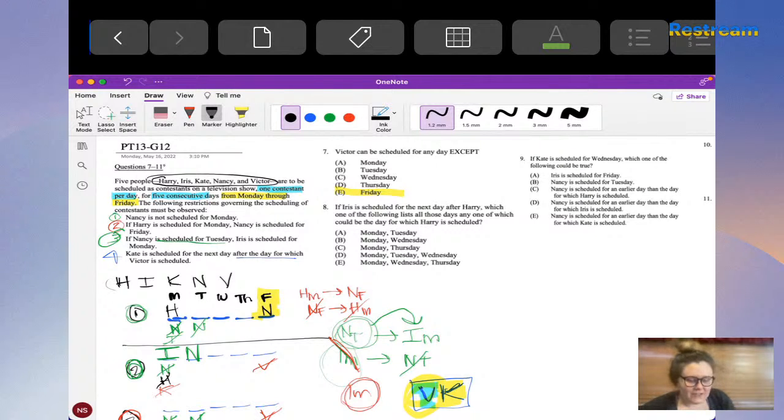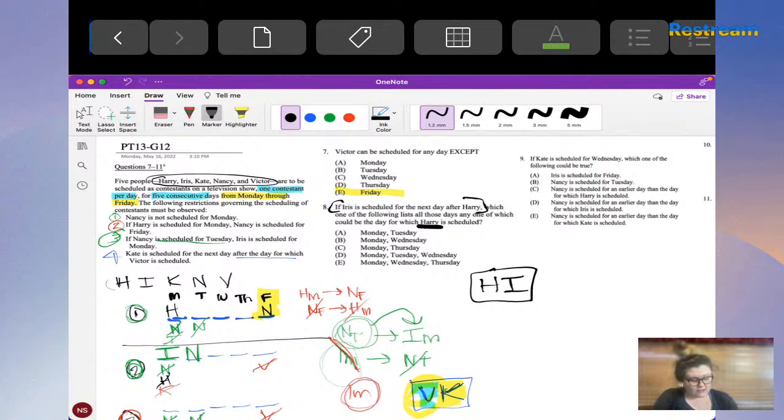All right, so let's go on to question number 8. If Iris is scheduled for the next day after Harry, so let's think about this for the first part. How would we diagram this? We're saying if Iris is scheduled for the day after Harry, so if it goes HI, just for question 8, which of the following lists those days, any one of which could be the day for which Harry is scheduled?